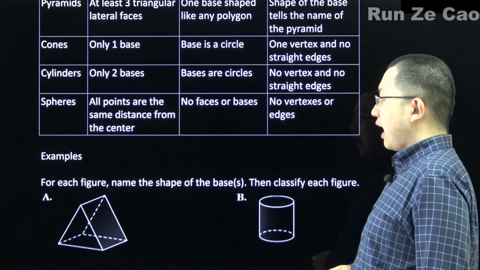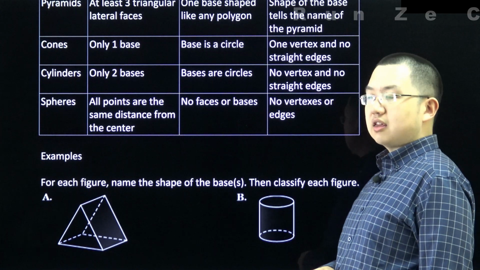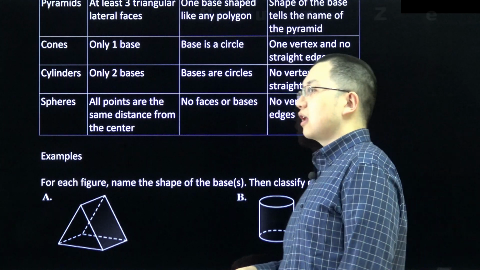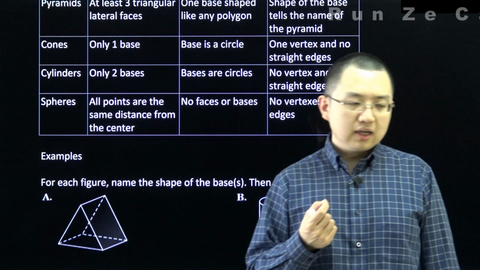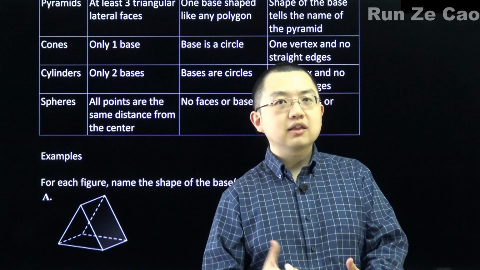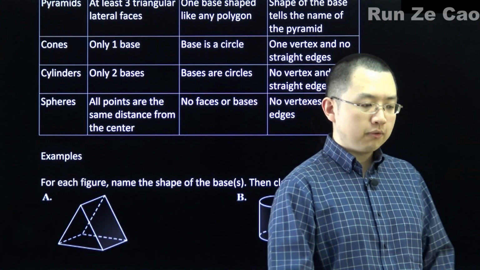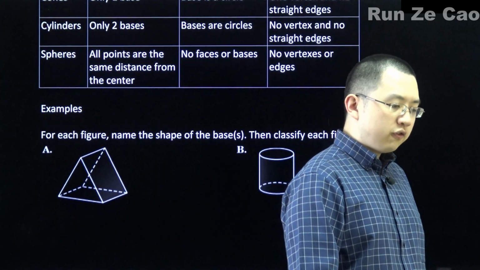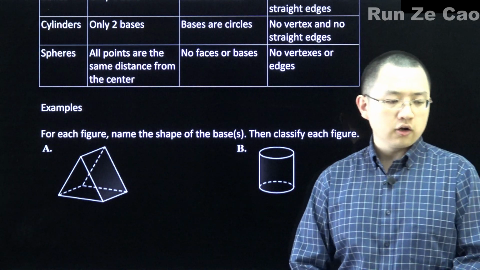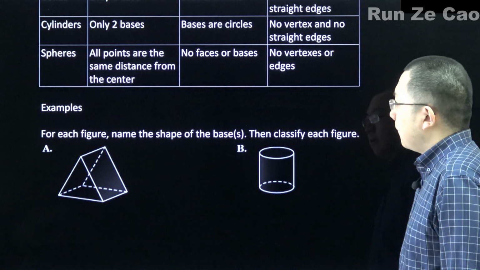A sphere has all the points being the same distance from the center. It's a circle but in 3 dimensions. It's the set of all points that are the same distance from that central point. There are no faces or bases, and there are no vertices or edges.